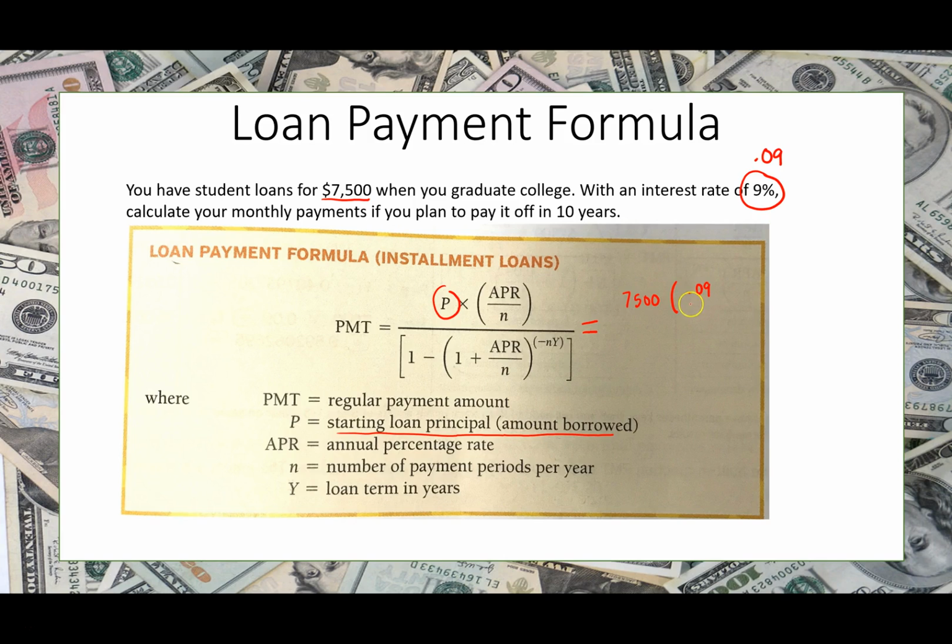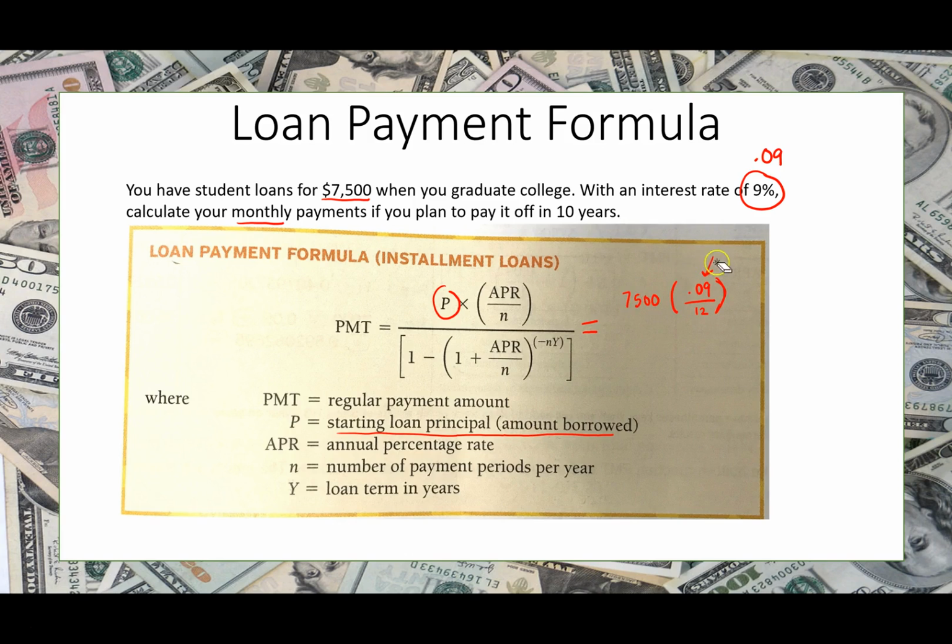Divided by the number of payment periods per year. Well, you're calculating monthly payments, so we're going to divide by 12. So we've just done the numerator so far. We've done the starting balance times the annual percentage rate divided by the number of times we get a bill per year.